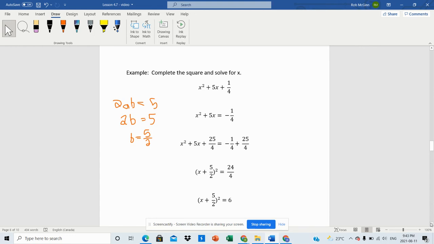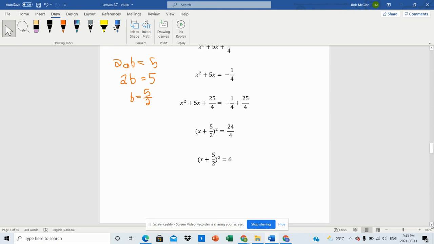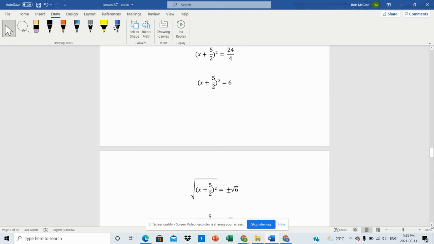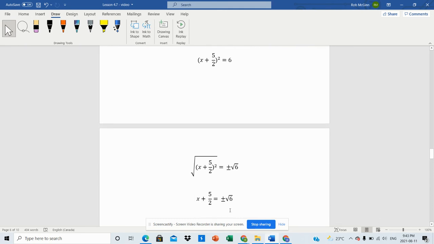Now we want to solve for x. So that means we need to take the square root of both sides. Remember, when we put the square root on the left-hand side, the square root and the squared are going to cancel out. So we'll just be left with the x plus 5 halves. So the square root of x plus 5 halves squared equals plus or minus the square root of 6. That plus or minus, don't forget that. That's very important in these questions. So the left-hand side of the equation is just going to go to x plus 5 halves. And on the right-hand side, we've got plus or minus the square root of 6.